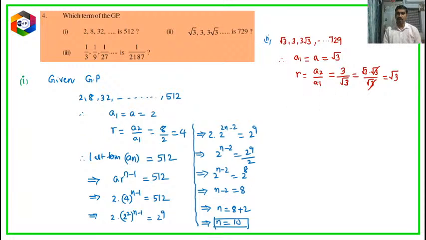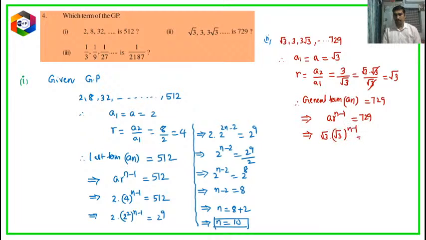Okay, yes. Now 729, again nth term or general term or last term, anything. an will be equal to 729. So we know that a r power n minus 1 is equal to 729. Now let us substitute here. What is the a value? Root 3. This is root 3 power n minus 1, which is equal to 729. Here 729 is actually 3 power 6.